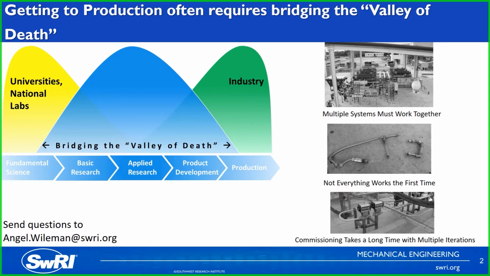But in between, there's what we call the valley of death, where you have to get over this applied research phase to actually get something to where you can produce it. So why is this phase the valley of death? Why is it so difficult? First of all, you usually have multiple systems working together that have never worked together before. And so you have to think through how these different things are going to interact with each other and how they're going to talk and play with each other.